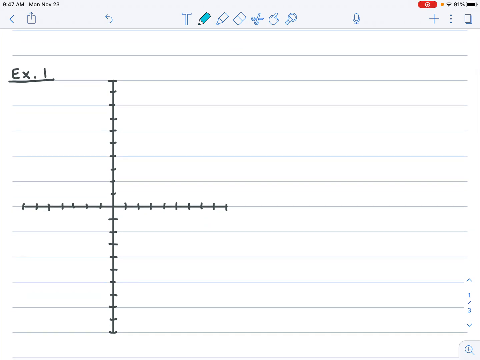What we're going to do here is graph multiple functions. So what I would love for you to do is grab a couple different colors. I usually do black, red, and then blue. So I'm going to start with black, and that's usually just my plain old function of y equals x squared. So I'm going to graph y equals x squared.